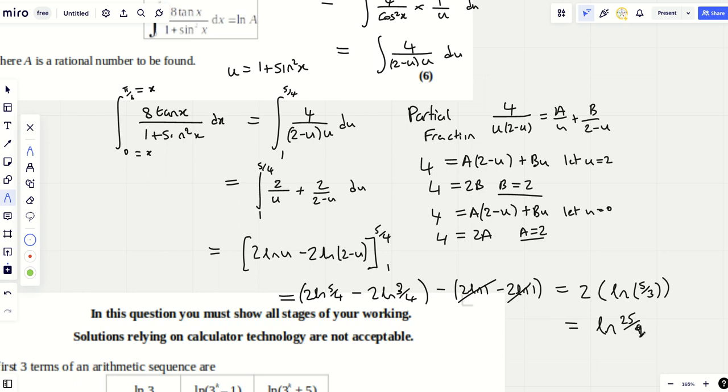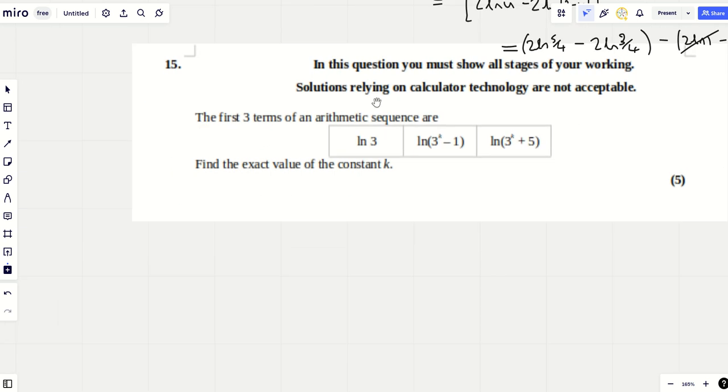Obviously, you can check this as well in the exam with your calculator. Yeah, that's a nice thing about it. You can definitely check it with your calculator. Yeah, it's right, good. Okay, the last question.